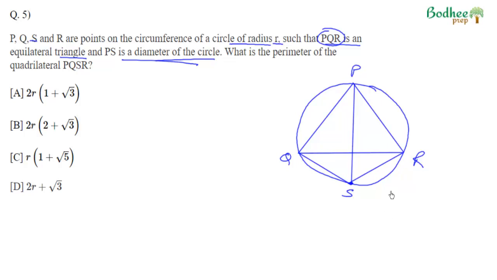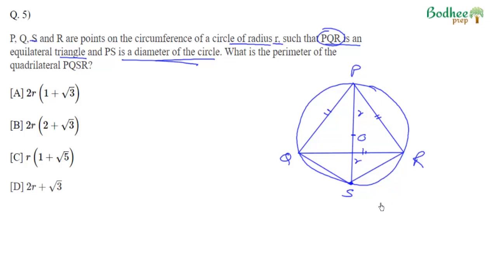Now we have to figure out that, say this is the center, then we have to figure out what could be the length of QS, what could be the length of PQ, and so forth. Because of symmetry, it looks like that QS and SR should be equal, right? PQ and PR are equal because it's an equilateral triangle and that is also equal to QR.